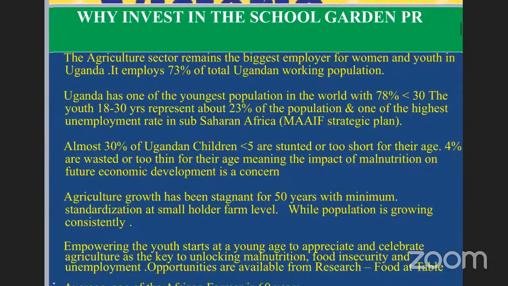Then you see Uganda has the youngest population, that is common knowledge. At least over 70%, 78% are less than 30 years. And the sad reality is we also have one of the highest unemployment rates in sub-Saharan Africa. That's from the MAIF strategic plan. And when you Google, it shows you that youth unemployment in Uganda is between 64 to 70%. They say for every 9,000 jobs, there are 400,000 youth graduating annually, and all of them competing for those jobs.